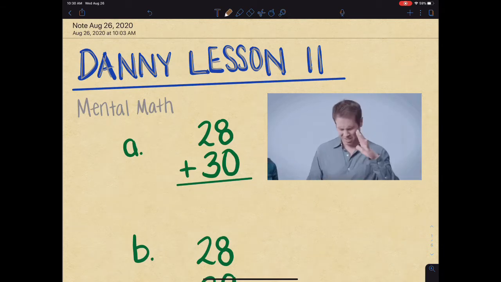So we're going to continue that concept, but it's going to be a little bit harder because we're going to be adding 30, 50, 40, and then we're going to be adding 1 less than those numbers, like 29, 49, 39. So you'll figure it out. I'm sure you will. So I'll just start with mental math A. And mental math A is, try to do this in your head, 28 plus 30.